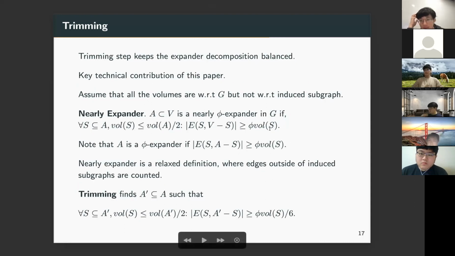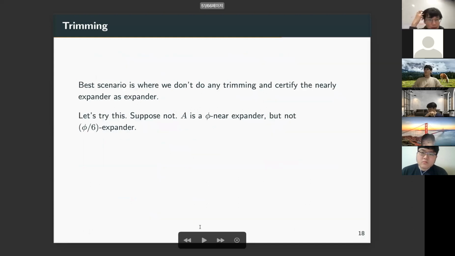Yeah, I think this is correct. It is just equivalent to a 5 divided by 6 expander. So the best scenario is where we don't do any trimming and certify the Neal expander as an expander. So we just don't want to do trimming if it's possible.